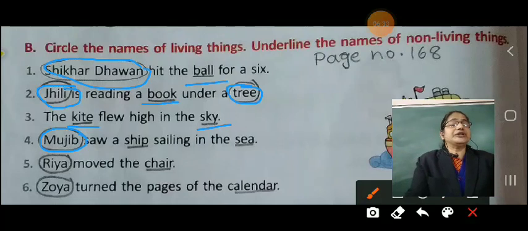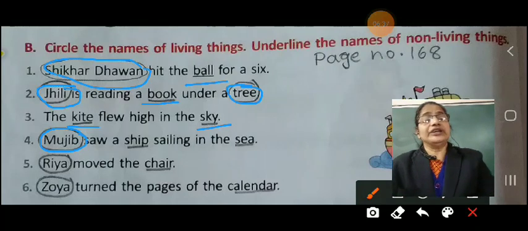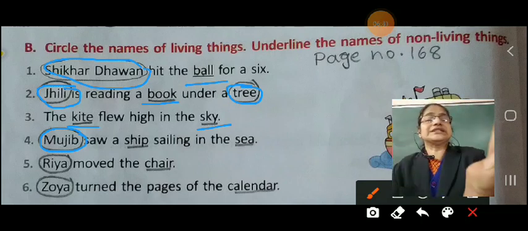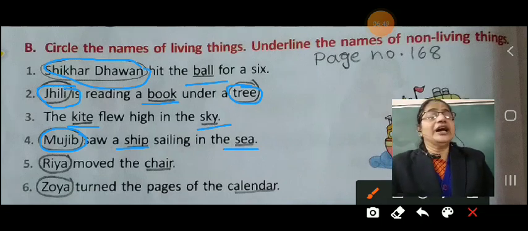Next, you have to see the non-living things. There are two non-living things. First one is ship and second one is sea. Ship and sea you can underline. And the question number 5, Ria moved the chair.